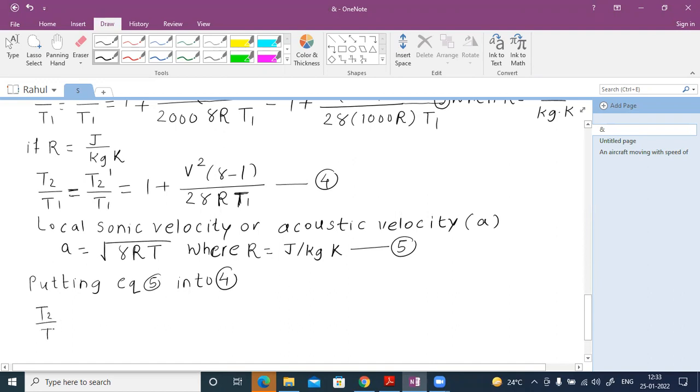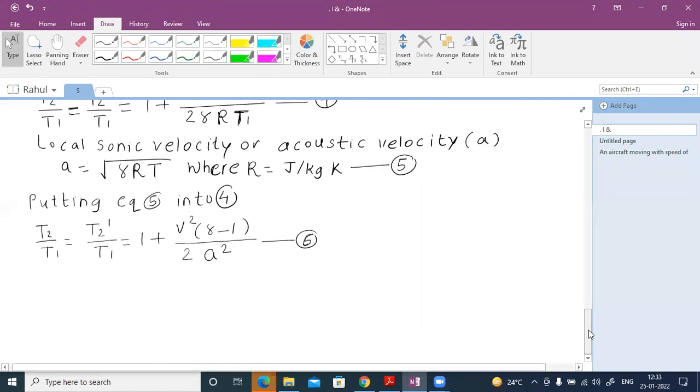We'll get T2 by T1, that is nothing but T2 dash by T1, which is given by 1 plus V square divided by V square into gamma minus 1, kept as it is. Now the next thing, 2 I'll write down as it is, gamma into R into T. We know that it's the sonic velocity, which is the square root of gamma RT. So when you make it A square, it becomes gamma RT. So this is nothing but A square. Let this be equation number 6. Is that okay?